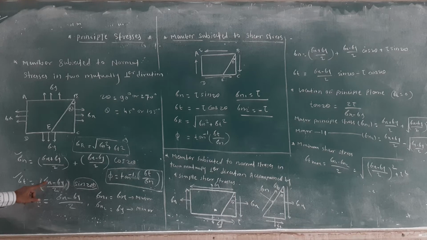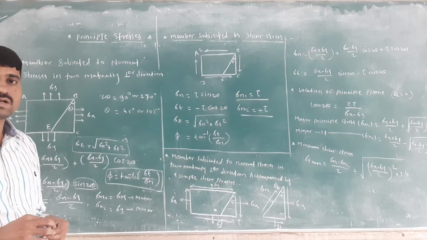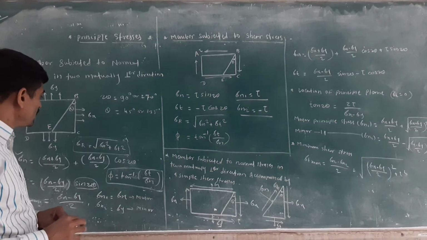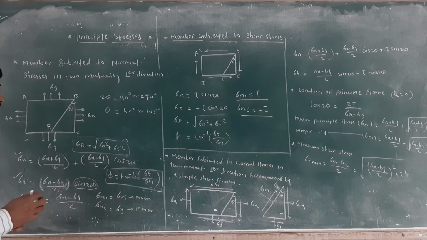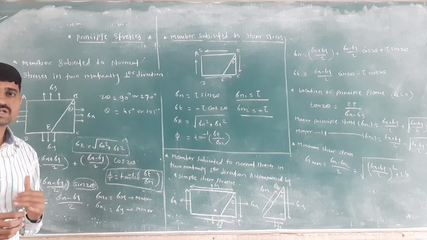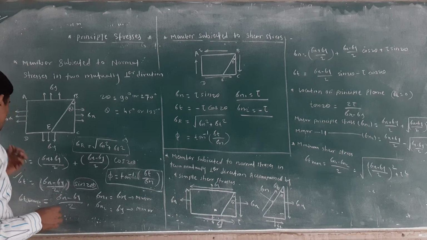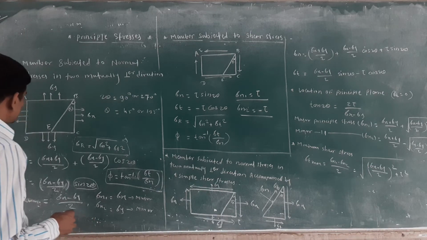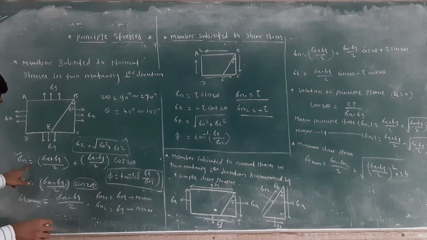Then sigma t max is equal to what? Sigma x minus sigma y divided by 2. That is the value of maximum tangential stress. All of you getting how to get this value? Then in a similar way you have to calculate the maximum principal stress and minimum principal stress, also known as the major principal stress and minor principal stress. How to get them? See, maximum principal stress is equal to maximum normal stress. We have the normal stress equation.